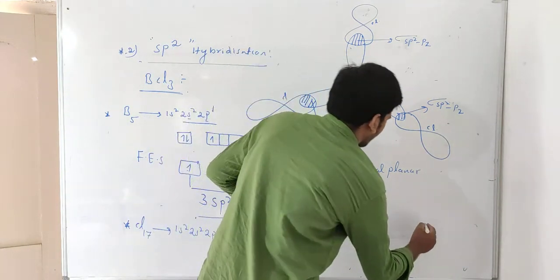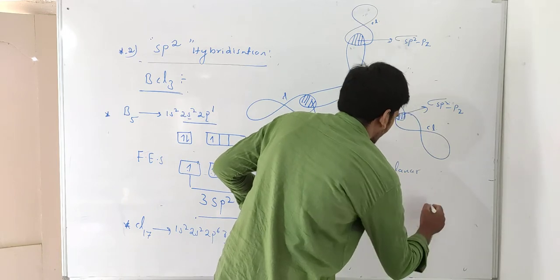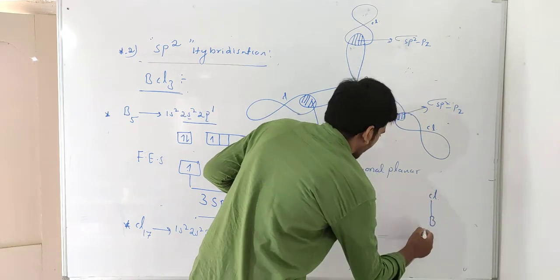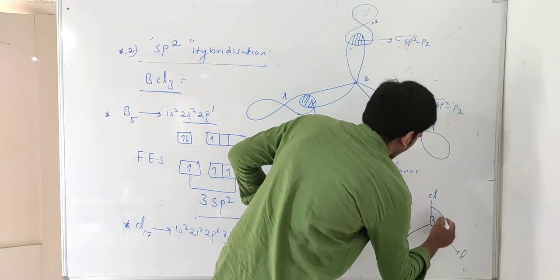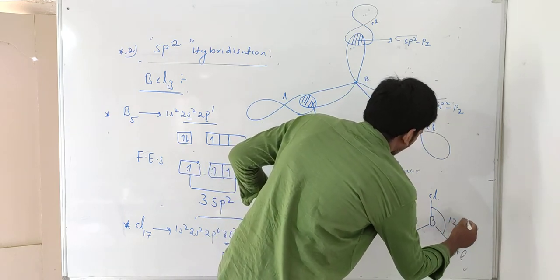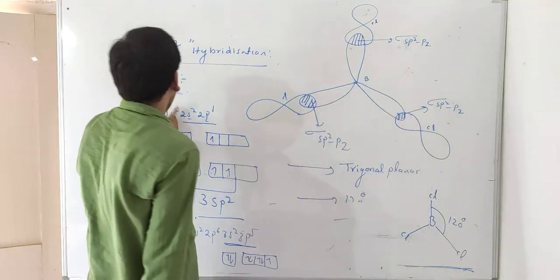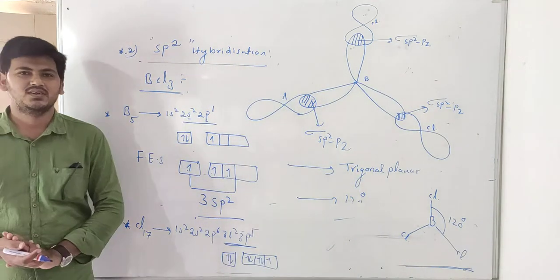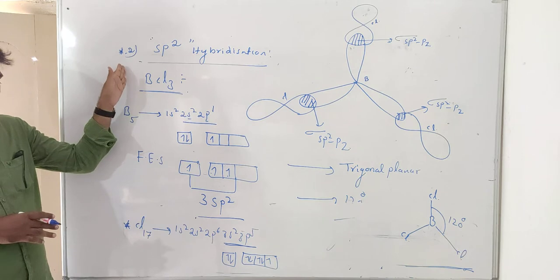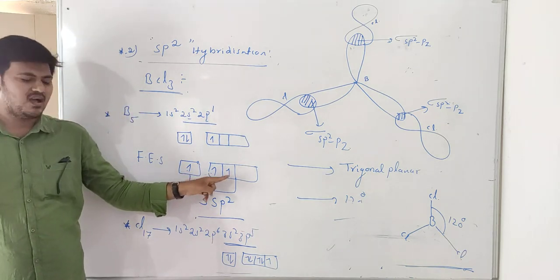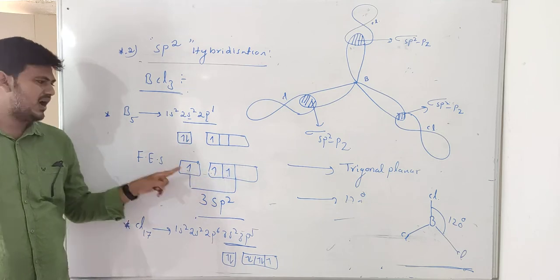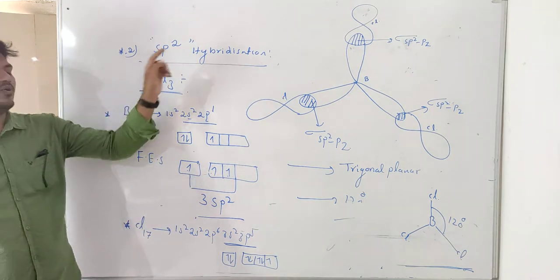In the final structure of BCl3, the central atom is boron, with 3 chlorine atoms: the first chlorine atom, the second chlorine atom, and the third chlorine atom. The bond angle is 120 degrees. So this is sp2 hybridization. Finally, sp2 hybridization means the intermixing of one s orbital and 2 p orbitals of the outermost shell of an atom.